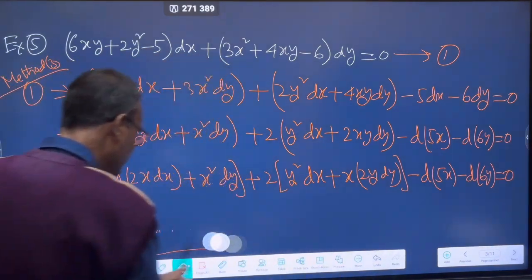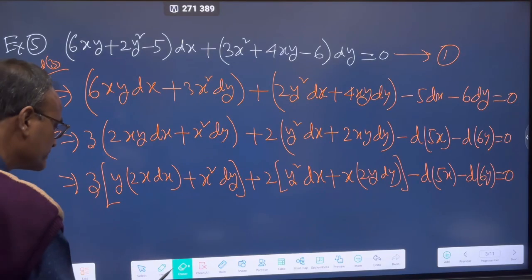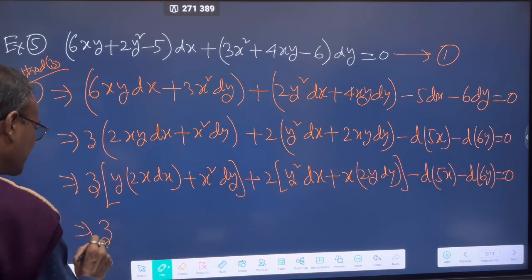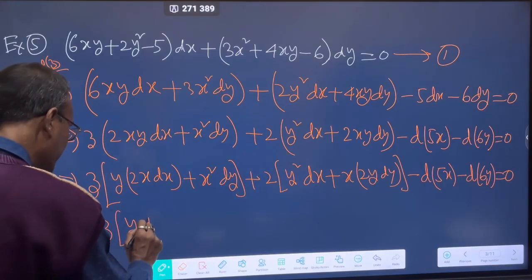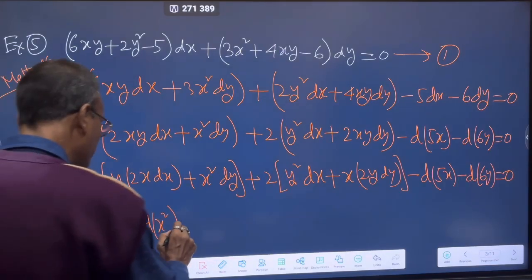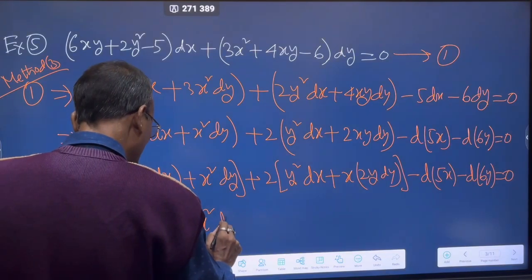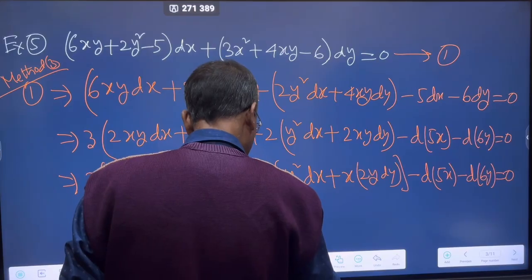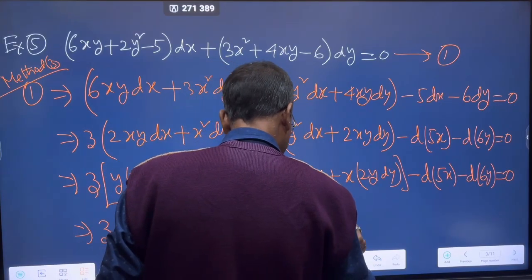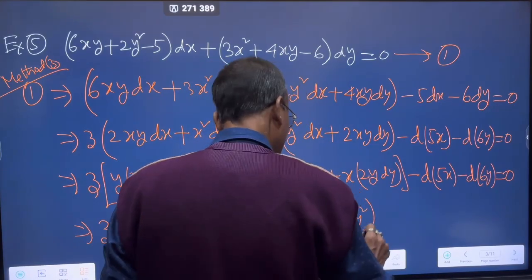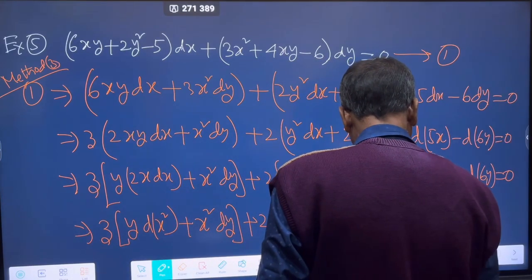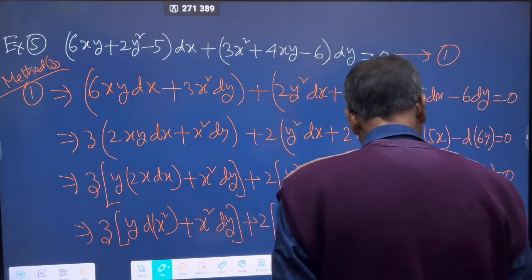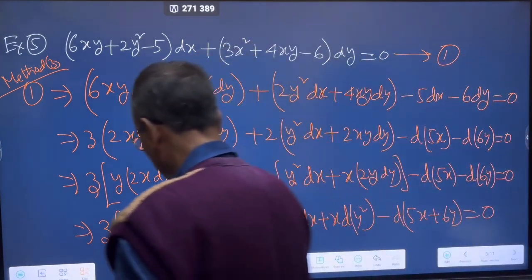This means 3 times of (y d(x²) plus x² dy) plus 2 times of (y² dx plus x d(y²)) minus d of (5x plus 6y), you may write like this, equal to 0.